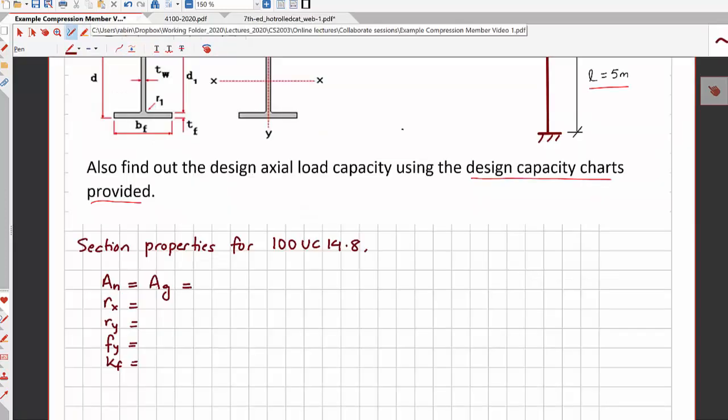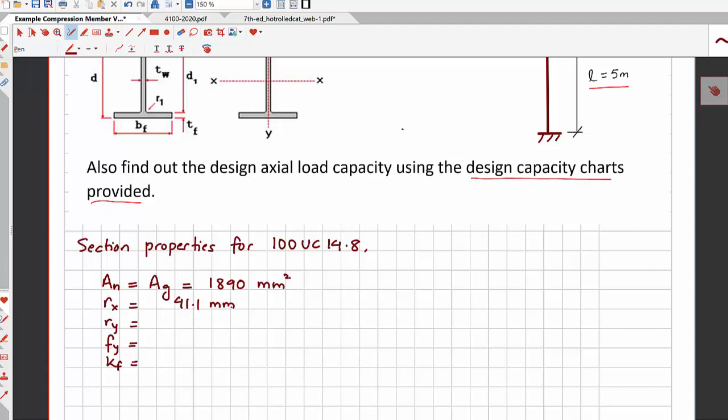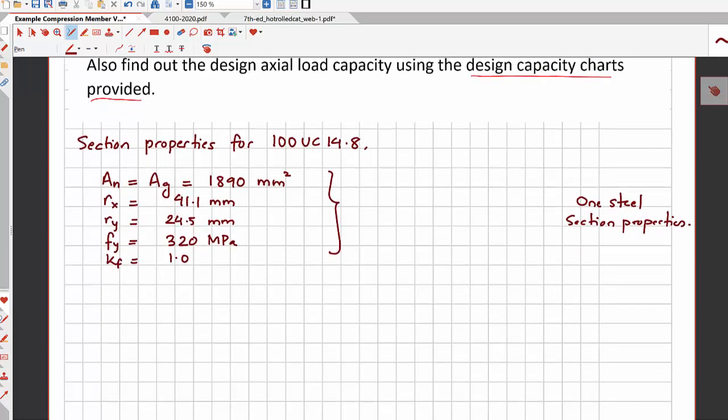So let's write down these properties. The gross area, as we got it from the One Steel table, is 1890 millimeters square, and rx, if you remember, is 14.1 millimeter, and ry, the radius of gyration about the y axis, is 24.5 millimeter. They're all coming from the One Steel table, and the yield stress is 320 megapascal. And the form factor again is 1.0. That means there is no local buckling happening there. Now, the other geometrical properties given for the column is the total length.